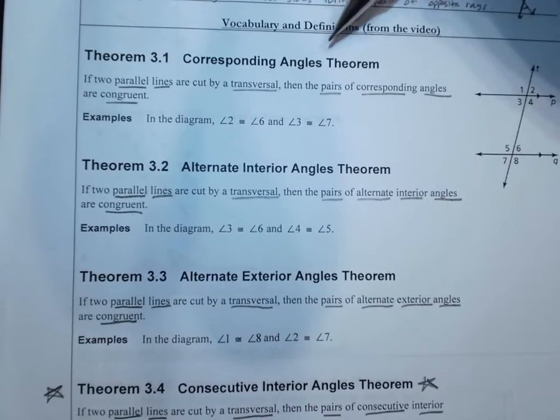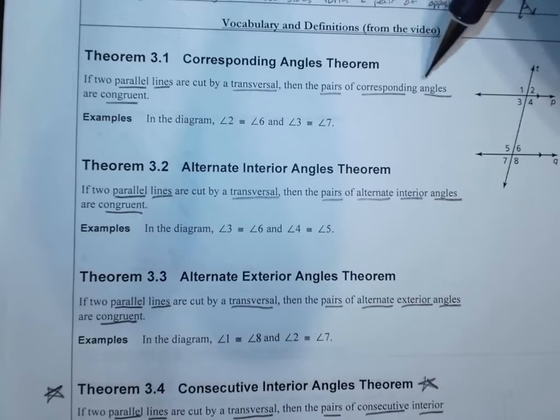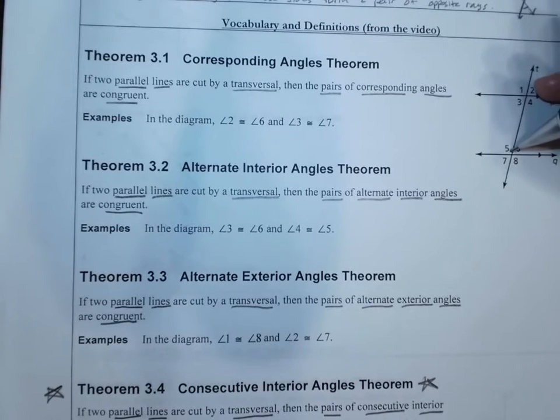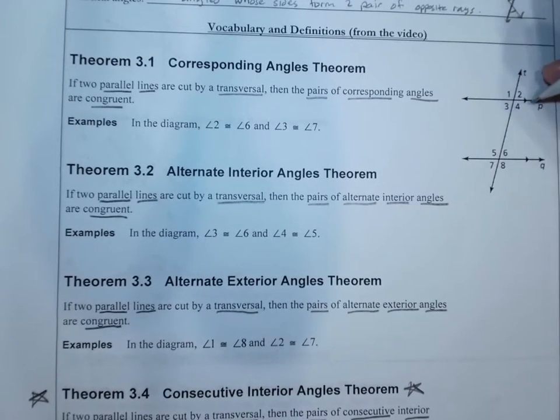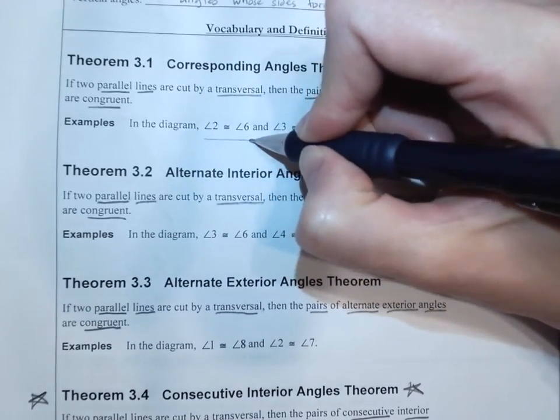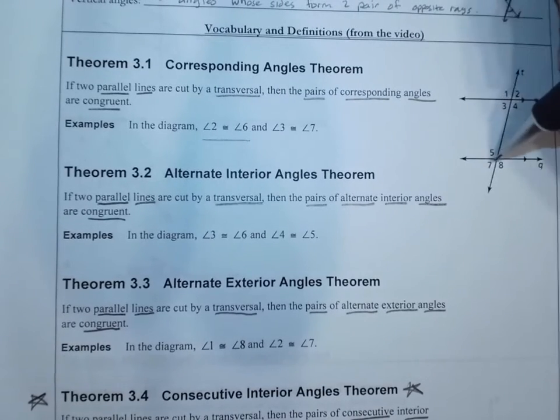The corresponding angles theorem says if two parallel lines are cut by a transversal, then the pairs of corresponding angles are congruent. We mentioned earlier angle 1 and angle 5 are examples of corresponding angles. They're both above and to the left. Angles 2 and 6 are also corresponding. Because these are parallel lines and angles 2 and 6 are corresponding, angle 2 must be congruent to angle 6. Similarly, angle 3 and angle 7 are congruent, and angle 4 and angle 8 are congruent.